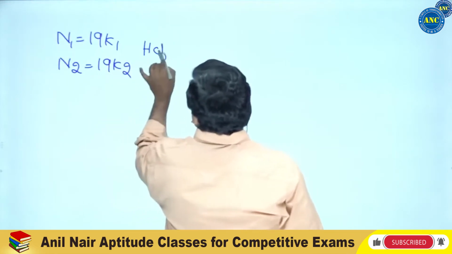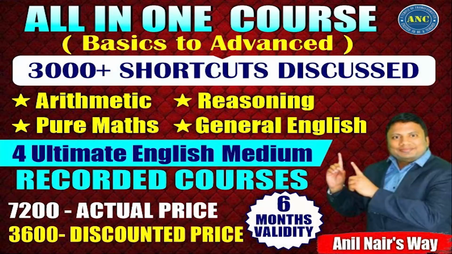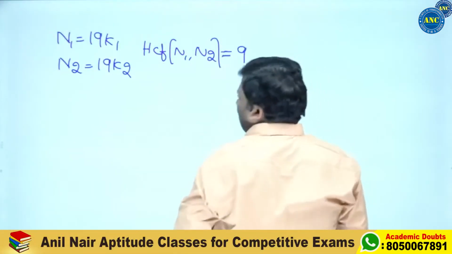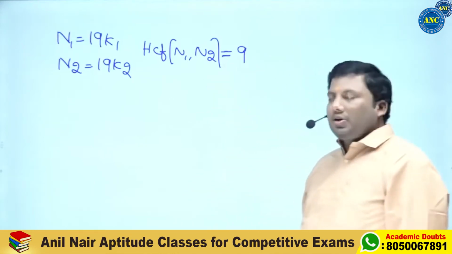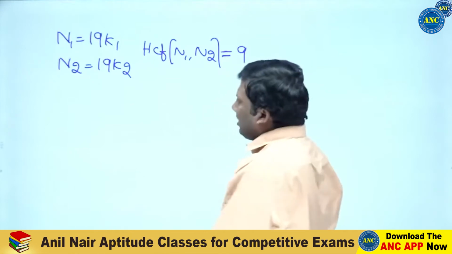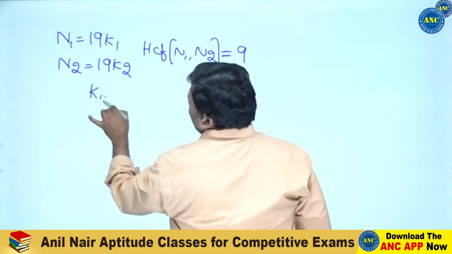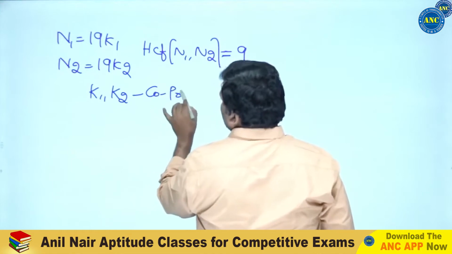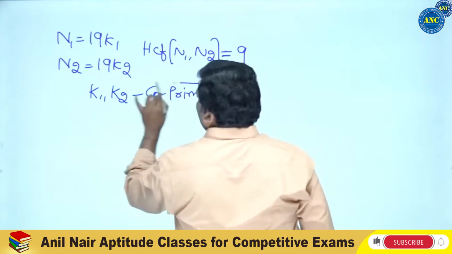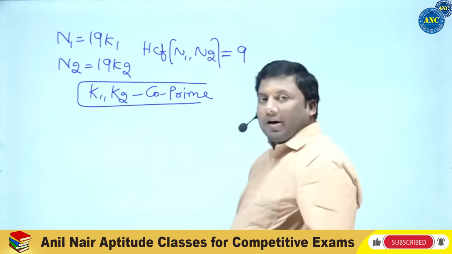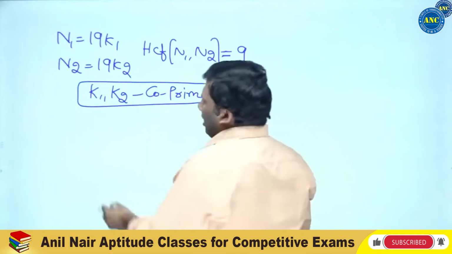HCF of N1, N2 is 19. N1 is 19K1, N2 is 19K2. What are K1 and K2? K1 and K2 are co-prime numbers. Now, a very, very important concept.